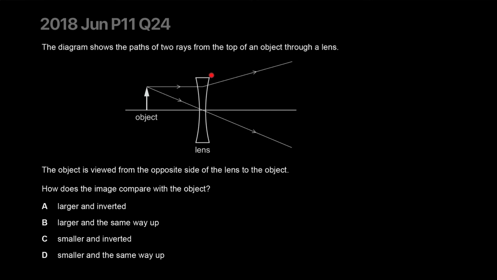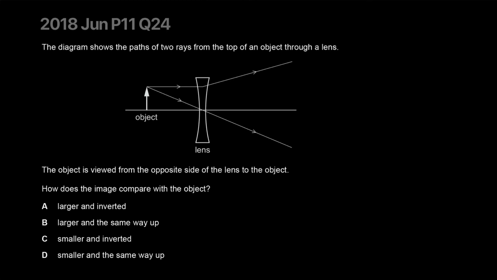The diagram shows the path of two rays from the top of an object through a lens. The object is viewed from opposite sides of the lens to the object. How does the image compare with the object? Now the image is going to be formed somewhere like that. So this line is pretty horizontal, that won't change. But over here, the observer will see, when he sees this ray coming out in this line, he'll see the image again, right?